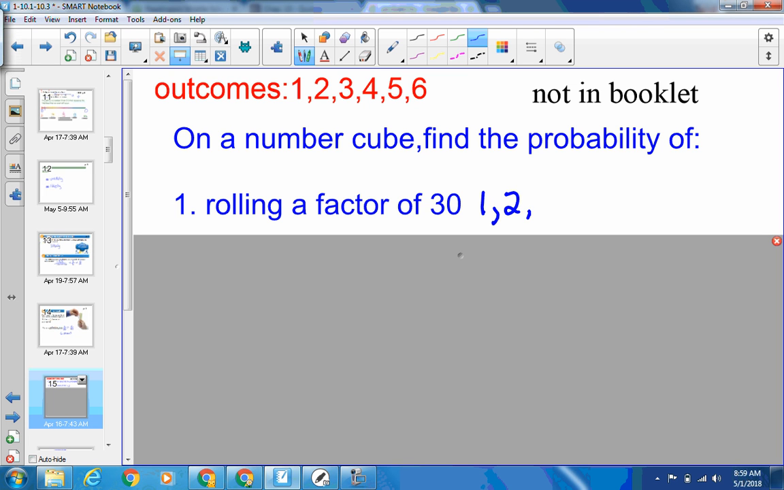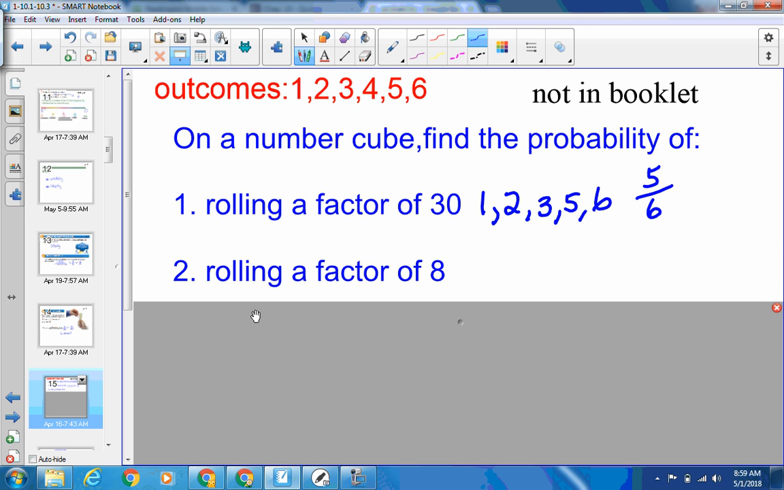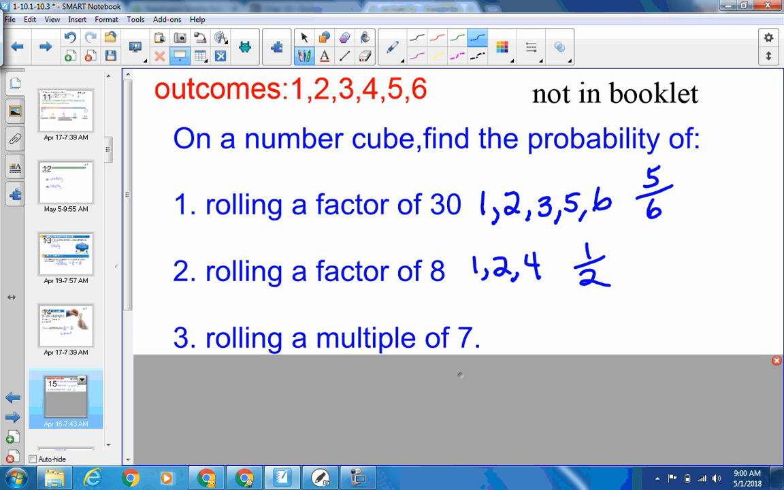We have 1 and 2 and 3 and 5 and 6. Those are all factors of 30. So the probability then would be that 5 out of a total 6, 5/6 of the time, we would roll a factor of 30. Rolling a factor of 8. So 8 has 3 on the list. We have 1 and 2 and 4. Those are all factors of 8. So 3 out of 6, I would simplify that to 1/2 the time that would happen.